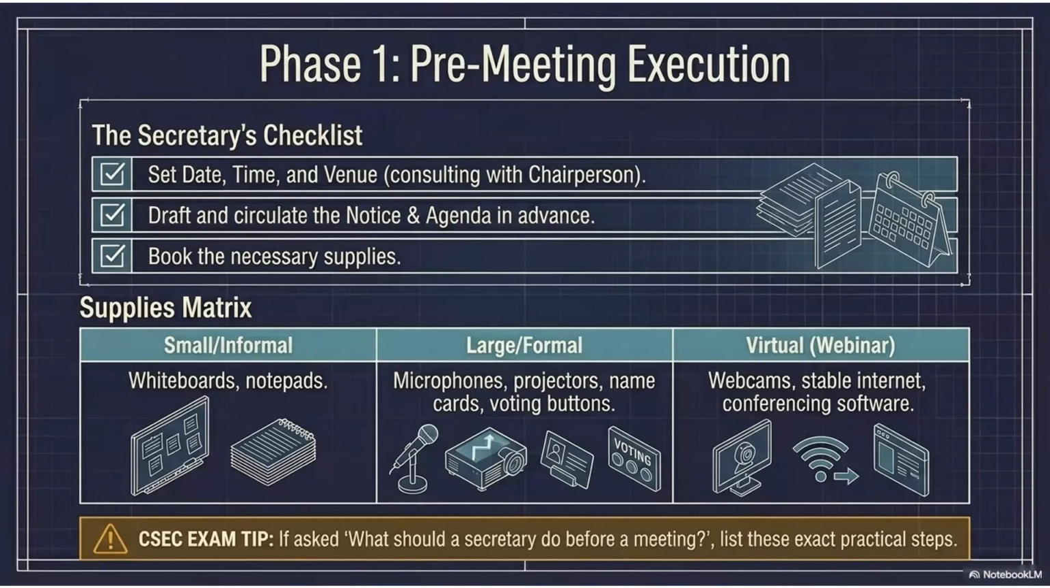Before the meeting, the secretary will consult with the chairperson and confirm the date and time. Also, what's not here is that they must make sure they book the venue. Set the date, time, and the venue. Make sure you book the venue. After you confirm it and the venue is booked and all that, then you circulate the notice and the agenda.